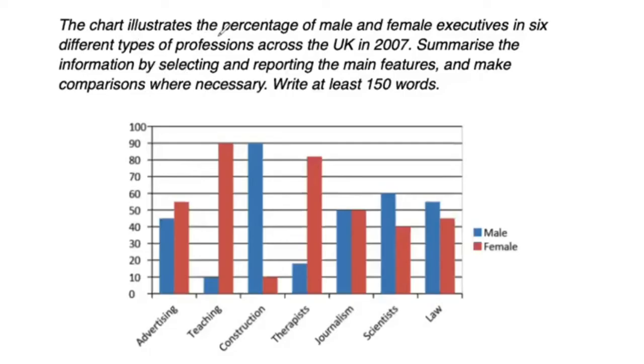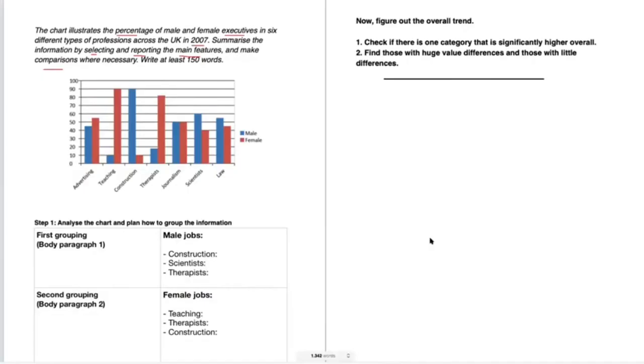It says the chart illustrates the percentage of male and female executives in 6 different types of professions across the UK in 2007. Summarize the information by selecting and reporting the main features and make comparisons where necessary. Of course, we'll have to write 150 words as a minimum. So again, we're looking at percentages here, but we will still use the same method when it comes to our grouping. So again, we have step 1, analyze the chart and plan how to group the information.